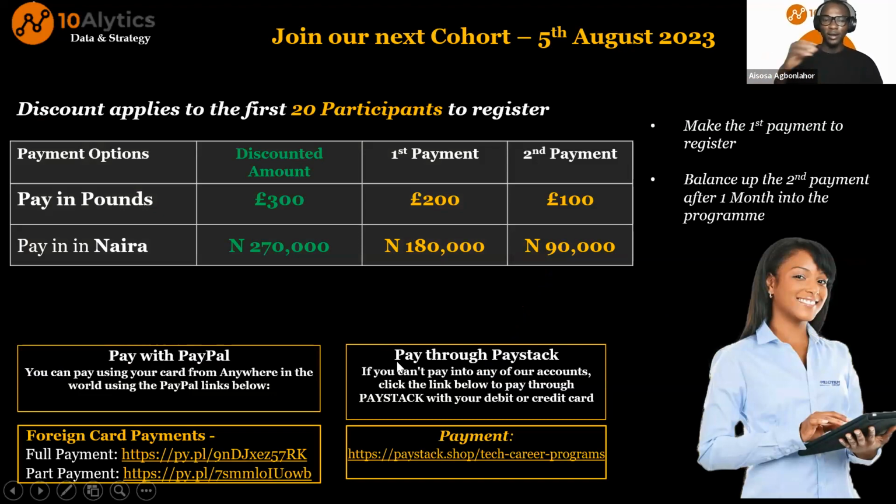And the first 20 persons to register for that cohort get to pay £300 or 270,000 naira. All right. So you get a discount. Then you also get to pay the discounted price in 2 installments, so that if you can't make the full payment at once, you can make the first payment, which is £200, and the second payment, which is £100. Or when you're paying in naira, you can make the first payment, which is 180,000 naira, and the second installment, which is 90,000.